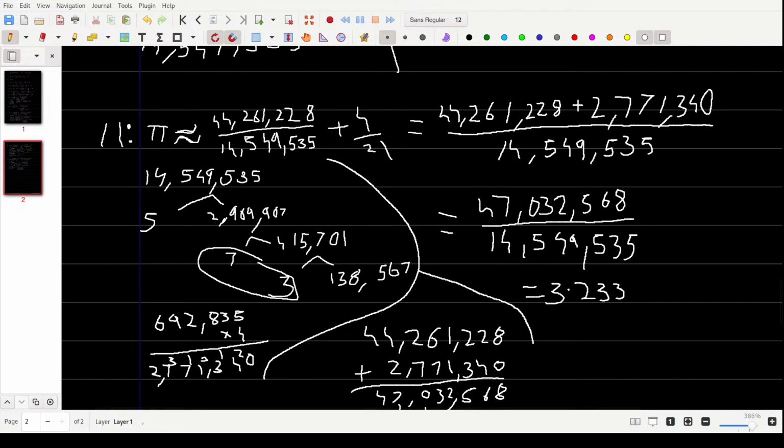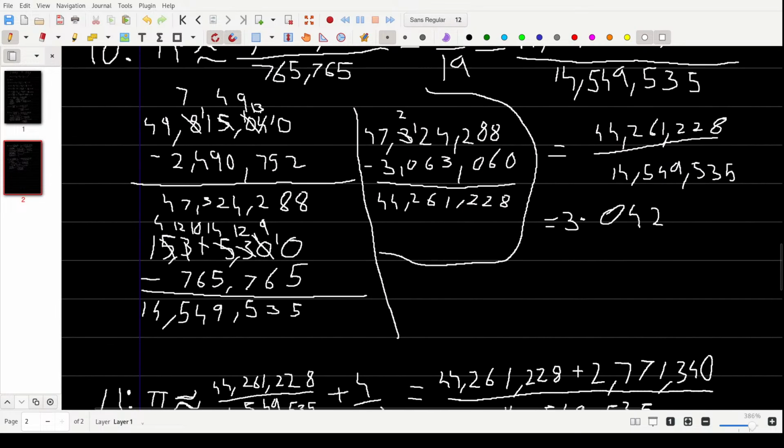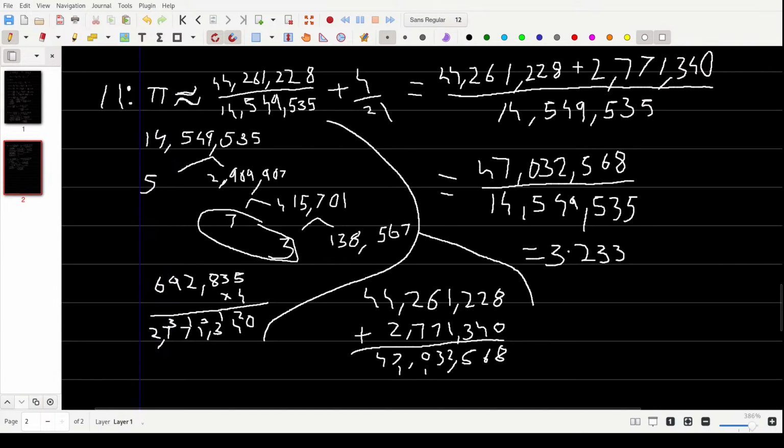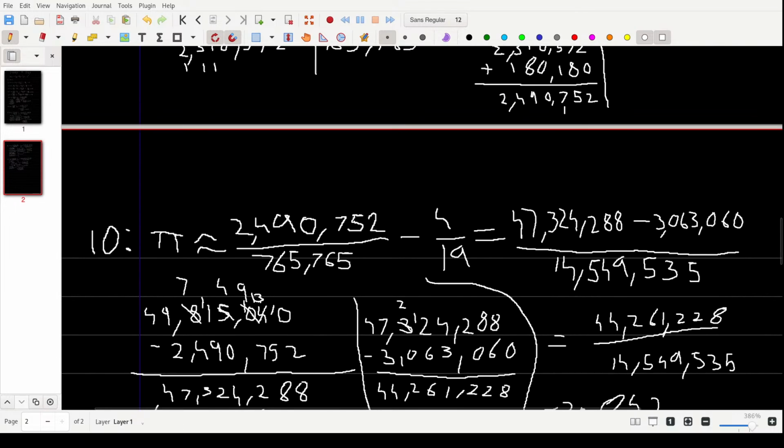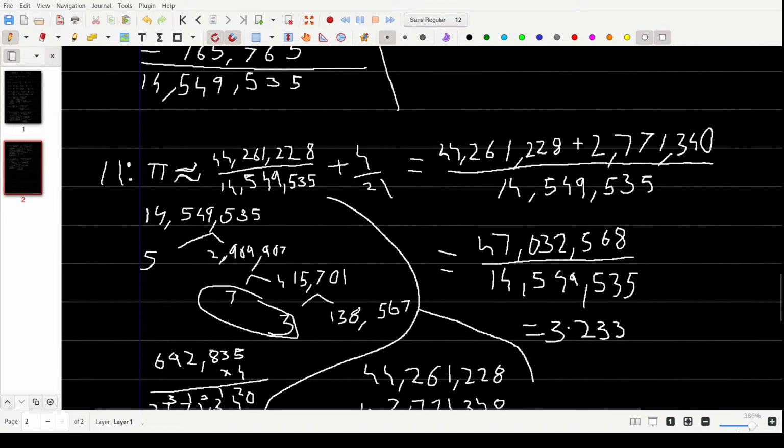But yeah, this is the estimate we've got so far. It's like, it's just going slower and slower.